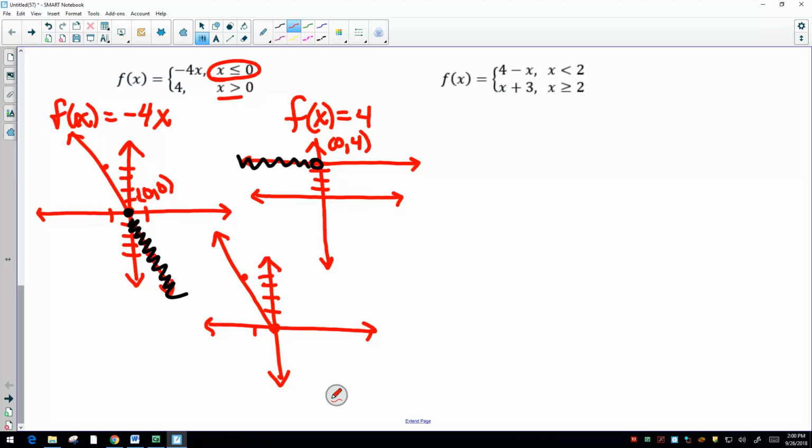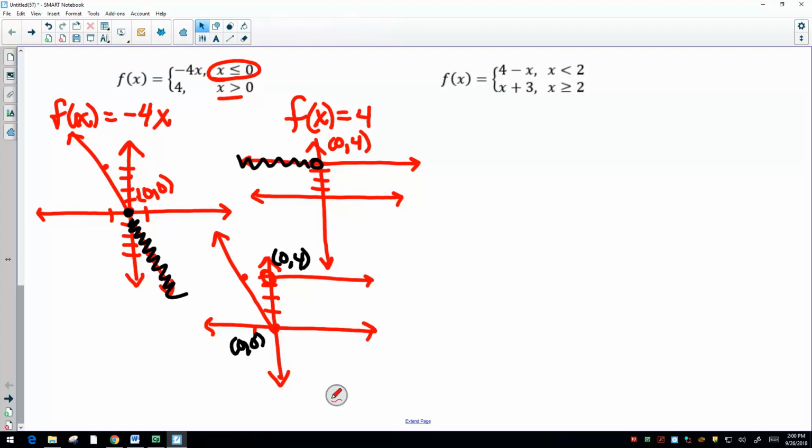Okay. Could label my critical point here at 0, 0. Then the second part of my graph I have is an open circle at 4 and a horizontal line. So again, I'd probably go back and I would label this one 0, 4. That's going to show me those critical points.